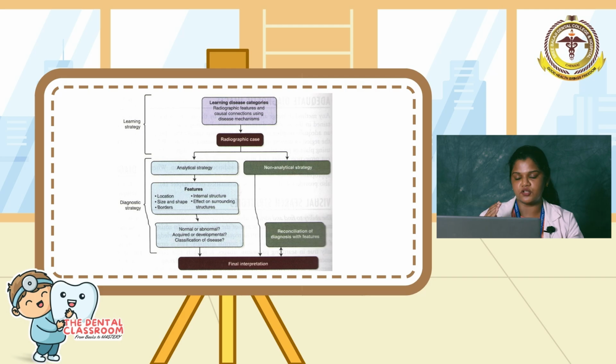So when you have a radiographic case, you can do either an analytical or a non-analytical strategy. Under analytical strategy, you examine the features of the lesion, for example, the location, the size and shape, the borders, the internal architecture or internal structure, and the effect of the lesion on the surrounding structures. Then you come to a conclusion whether it is normal or abnormal, acquired or developmental, and you classify the disease. Then you formulate the final interpretation.